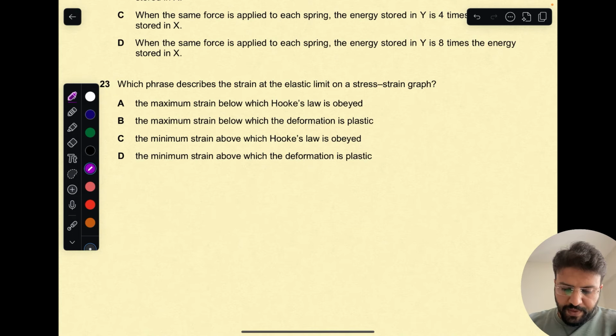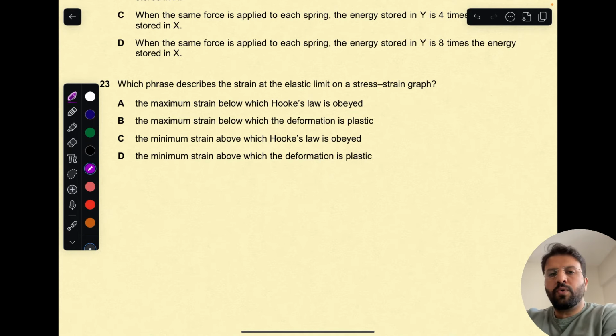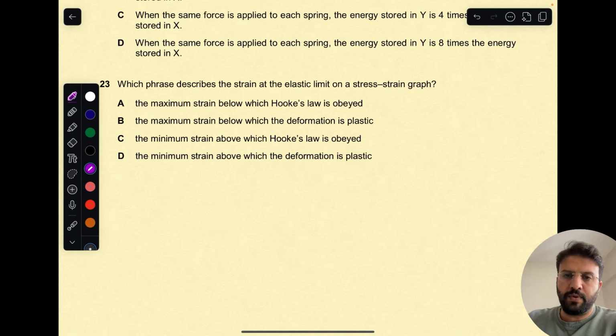Question 23: which phrase describes the strain at the elastic limit on a stress strain graph? The elastic limit is the point up to which Hooke's law is applicable. The force and extension, or the stress and strain, are directly proportional to each other.